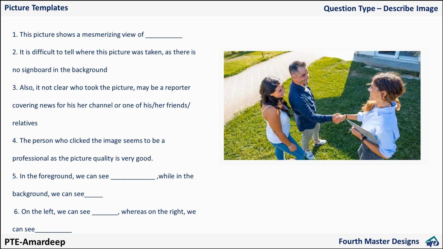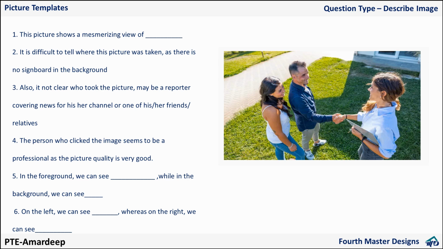So let's start. The picture shows a mesmerizing view of a person shaking hand with a woman. It is difficult to tell where this picture was taken as there is no signboard in the background. Also, it is not possible for us to tell who clicked the picture, maybe one of their friends. And he or she seems to be a professional photographer as the picture quality is very good.